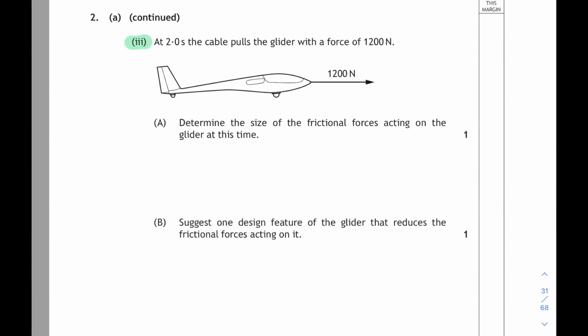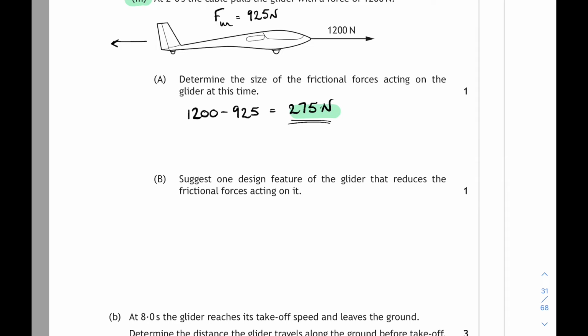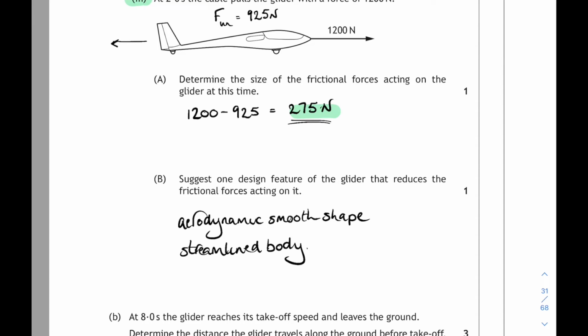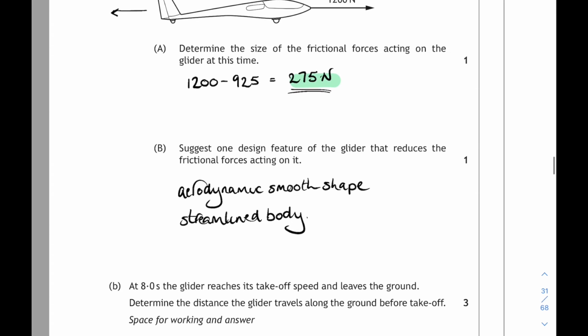So if 925 is the unbalanced force, then that's the difference between the forward force and the frictional force. So let's do 1200 take away 925. That means our friction must be 275 newtons. And then suggest one design feature of the glider that reduces any friction on it. Well, an aerodynamic smooth shape or a streamlined body would do.